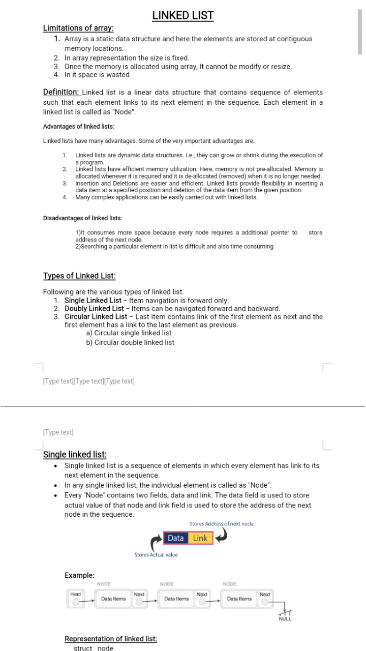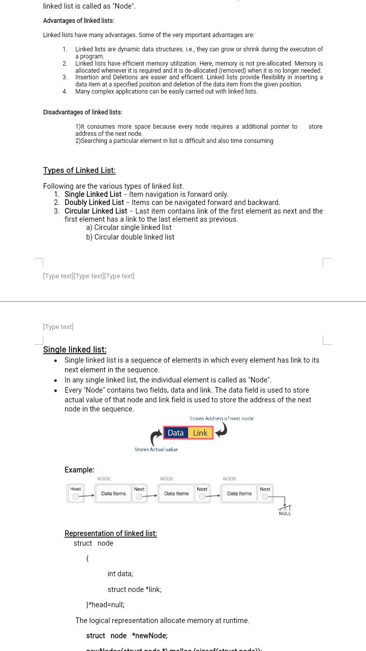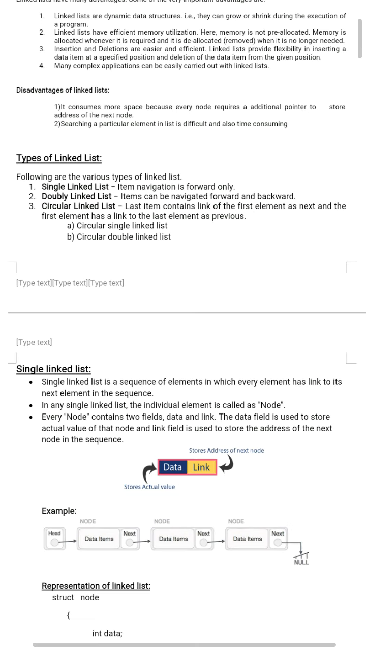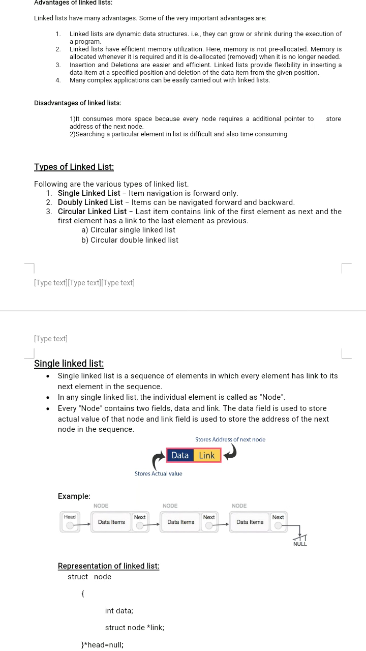So these are some advantages and disadvantages of a linked list. Now let us go to the types of linked list. There are several types. The first one is the single linked list, the second is the double linked list, and the third is the circular linked list. Circular linked lists can be circular single linked lists or circular double linked lists.